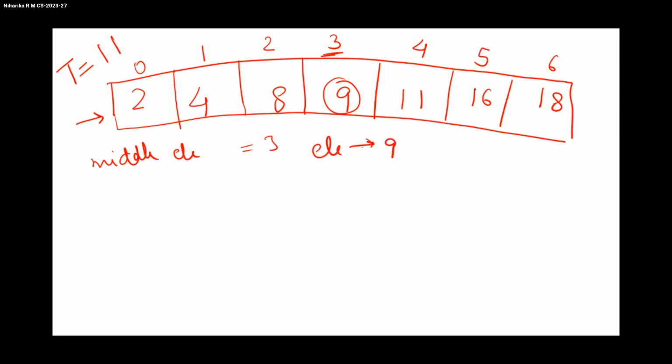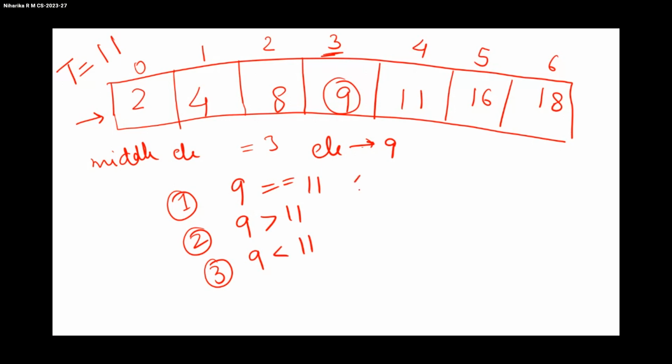And we'll check 9, and there are three possibilities. Possibility 1 is if 9 is equal to 11. Second possibility is if 9 is greater than 11, and the third possibility is 9 is lesser than 11. So is 9 equal to 11? No. Is 9 greater than 11? No. Is 9 less than 11?